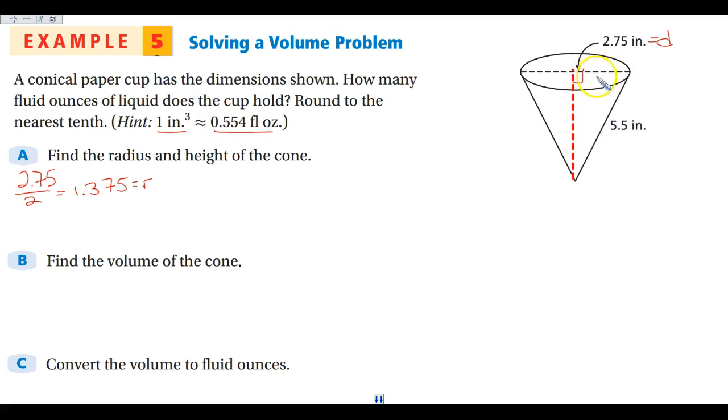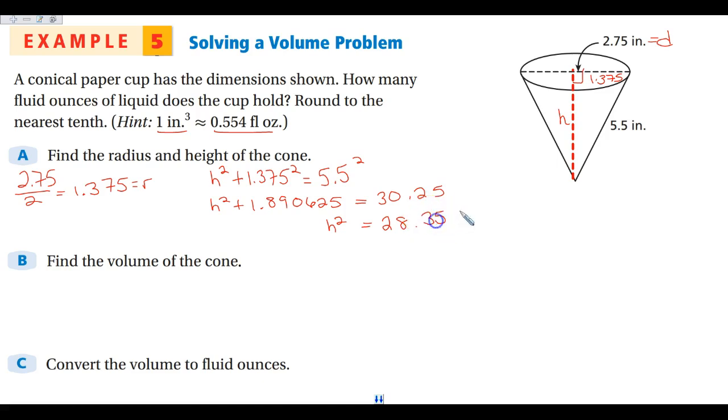I know that this piece is 1.375. I know that my hypotenuse is 5.5, so to find the height of the cone, again, we need to do Pythagorean theorem. So I'm going to do h squared plus 1.375 squared is equal to 5.5 squared. So this is going to give me h squared plus 1.890625 equals 30.25. When I subtract, I'm going to get that h squared is 28.